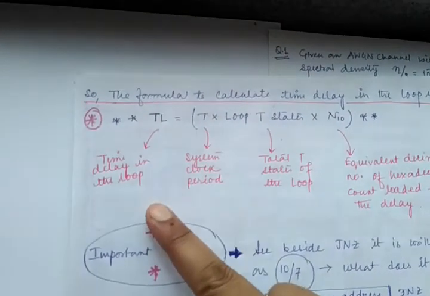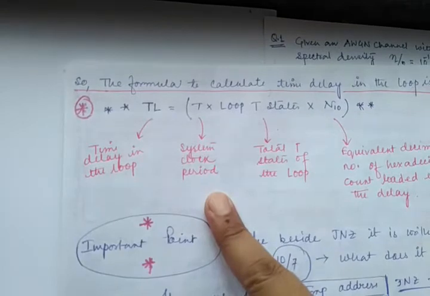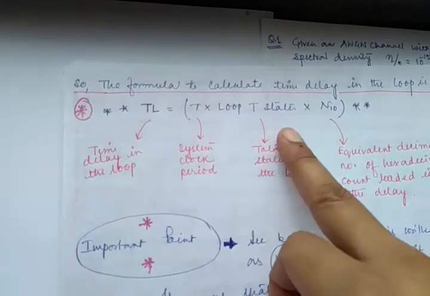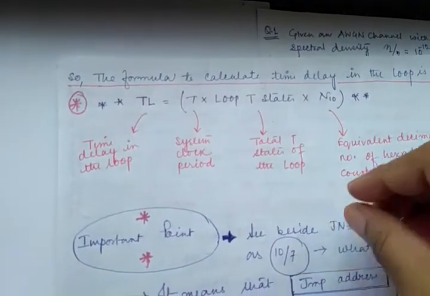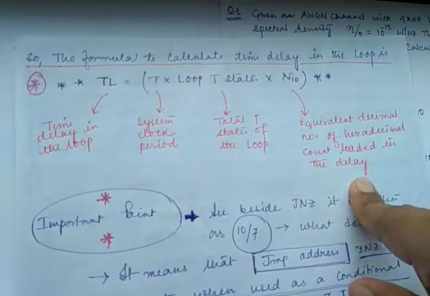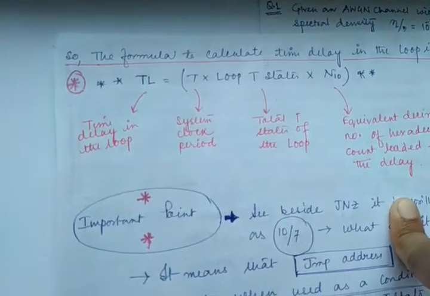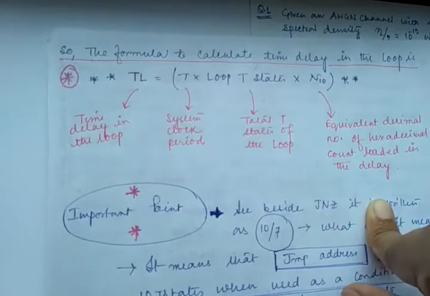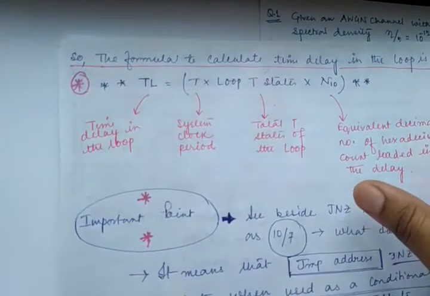TL means time delay in the loop. T means the system clock period that we have already calculated, T equal to 1 by F. Loop T states means the number of T states required for building up a loop, and N10 means the equivalent decimal number of the hexadecimal count loaded in your delay. We have used the value FF, but you have to convert it to the corresponding decimal value and put this value in the calculations, right?